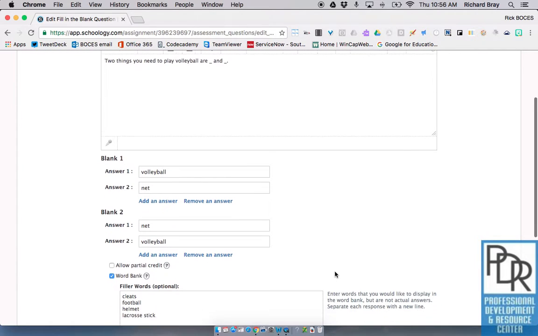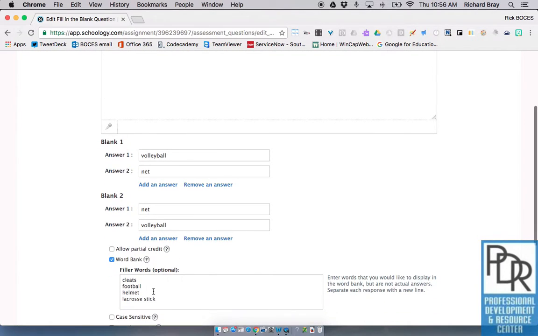The other catch with doing this is if you're using a word bank, and I have the example here, cleats, football, helmets, lacrosse sticks, your answers show up in the word bank, and you will get 2 of these answers because you put them in. So your word bank might say cleats, football, volleyball, helmet, volleyball, lacrosse stick, net. So it does kind of give away what the answer is if you're using a word bank, just a heads up.